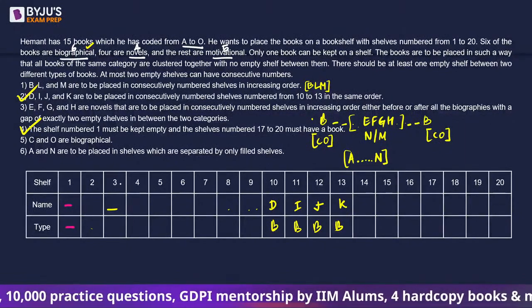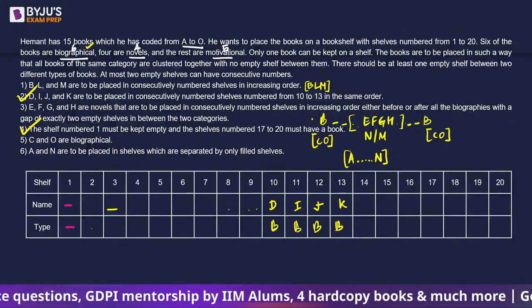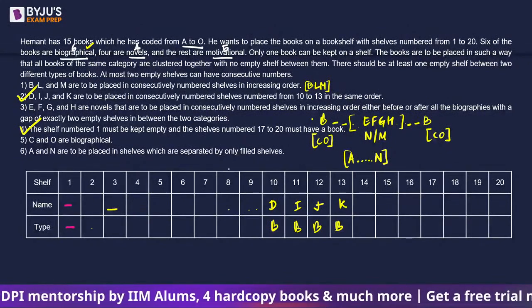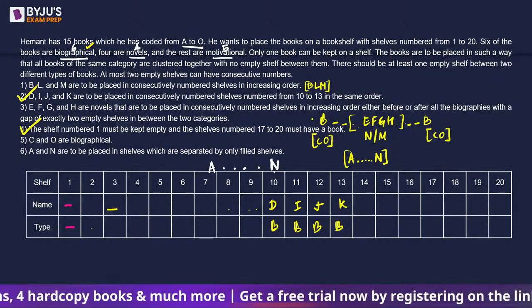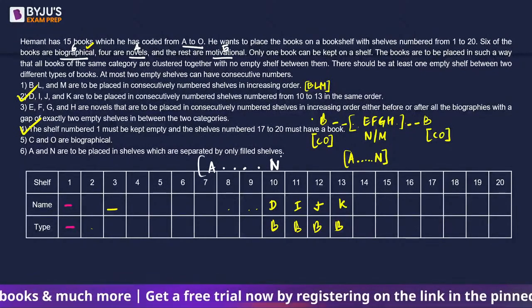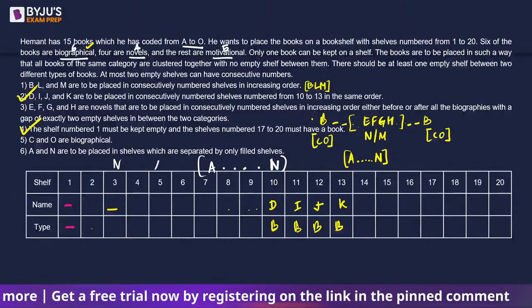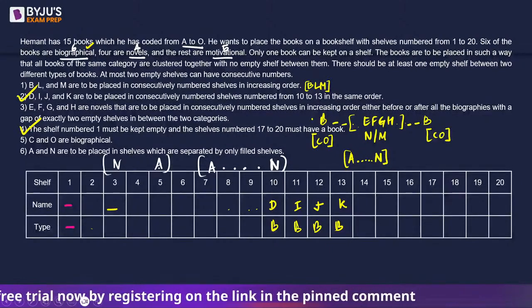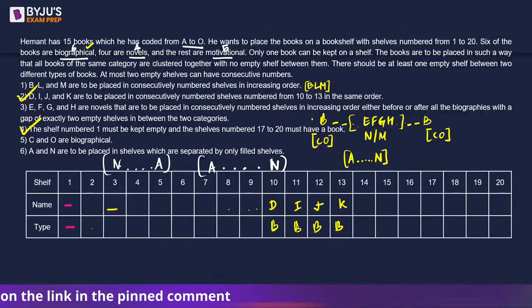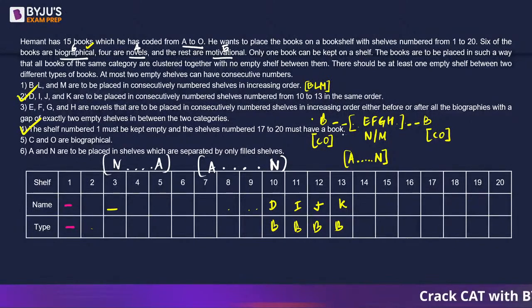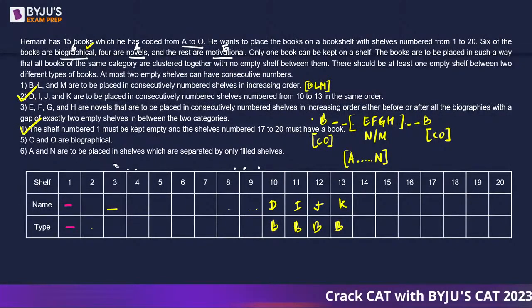The 6th point simply says A and N are to be placed in shelves which are separated by only filled shelves. Means they are a part of the same group. So you can have AN or NA. So wherever we are going to put AN or NA, they are a part of the same group. You cannot have empty shelves between them. If there had been empty shelves between them, then they were definitely of some other type of book, from motivational, novels or biographical. Okay, that's what the 6th point means.